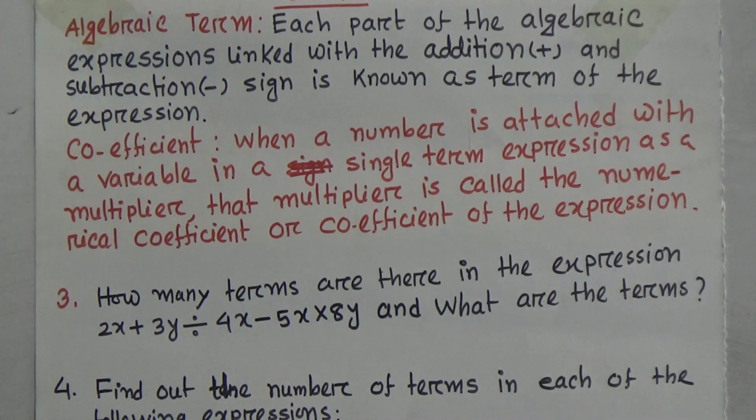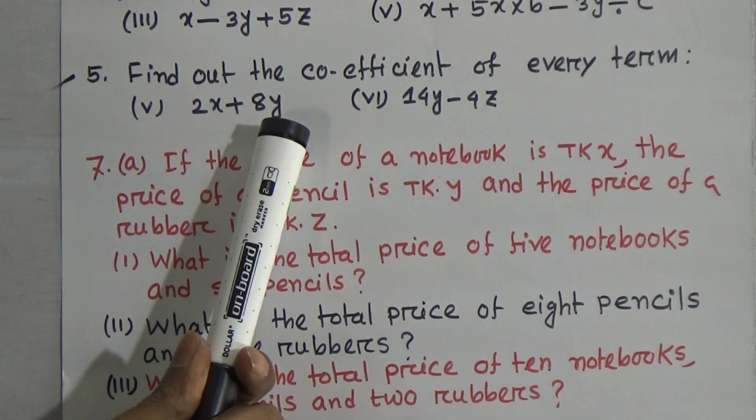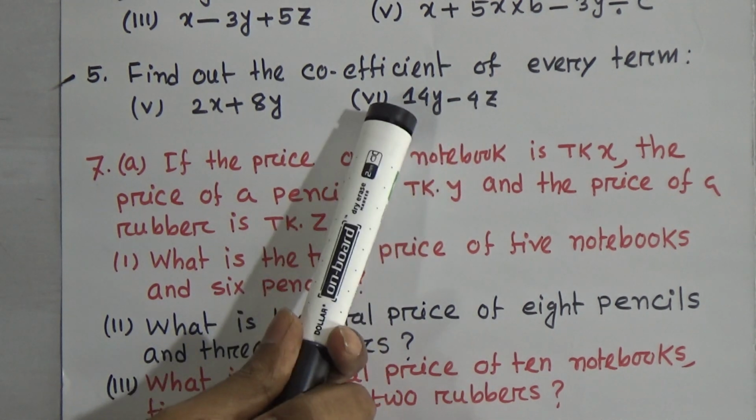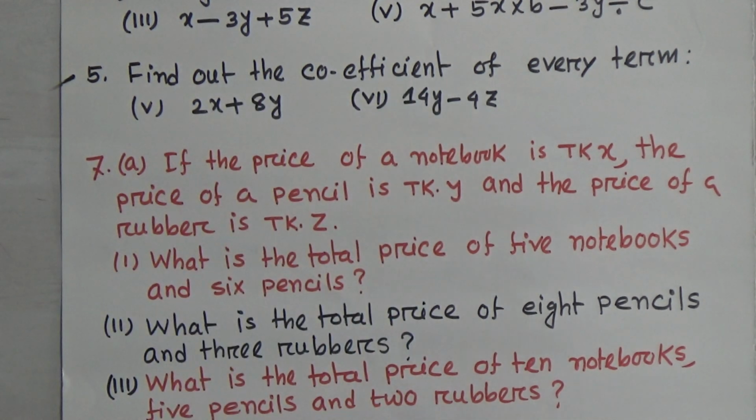Student, at first I will show you how you can determine the coefficient. Look, for this reason I have selected question number 5. Find out the coefficient of every term. You see here x and here is y. 2 is attached with the variable x. Similarly, 8 is attached with the variable y. 14 is attached with the variable y and -4 is attached with the variable z. Okay, student. So at first I will solve question number 5.